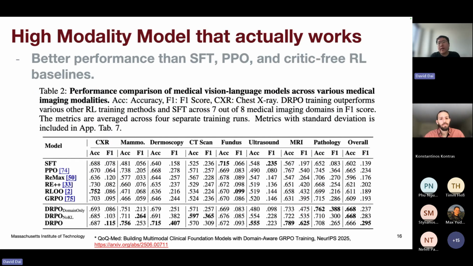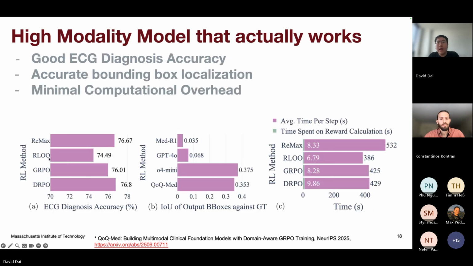And we also see that the DRPO algorithm performs better than all the critic-free RL baselines, as well as SFT and PPO. On the efficiency side, we also see that the algorithm has pretty minimal overhead. On H100 GPUs, the entire reward calculation takes less than 10 seconds, whereas the entire step takes more than 400 seconds. So our algorithm only adds less than 1% of the time, which is pretty minimal considering the entire training duration.